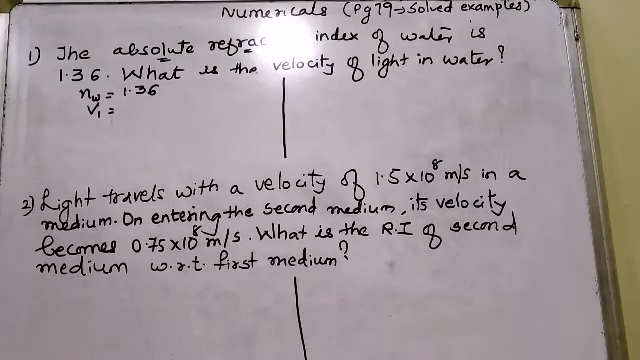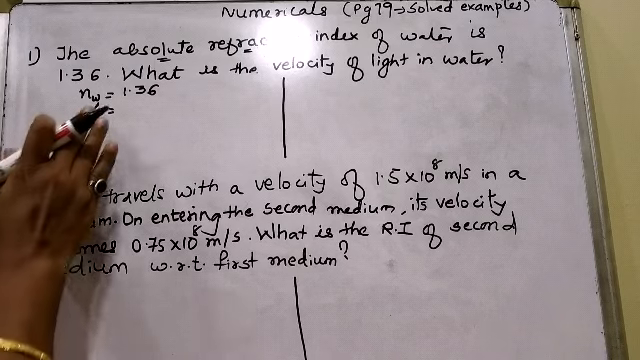In this video, we are going to solve numericals. Let us take up two solved numericals which are given on page number 79. Let's take the first question. The absolute refractive index of water is 1.36. So what is the velocity of light in water?